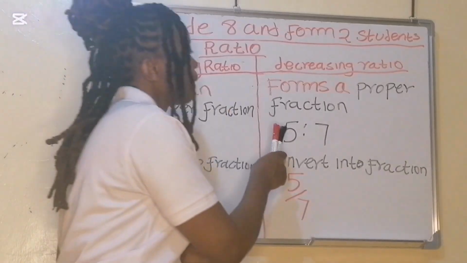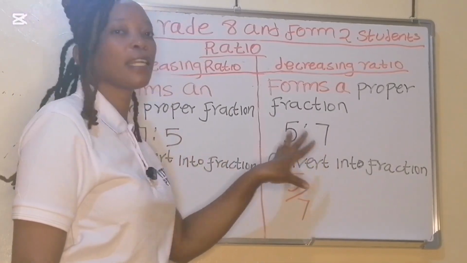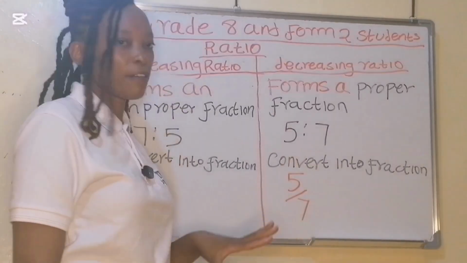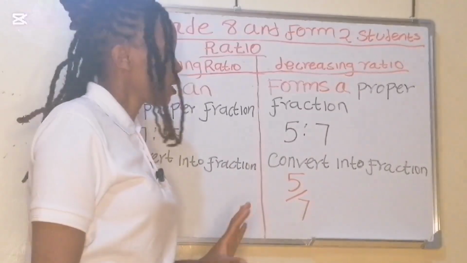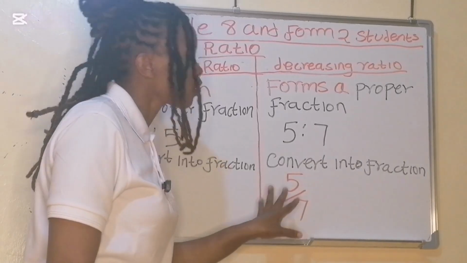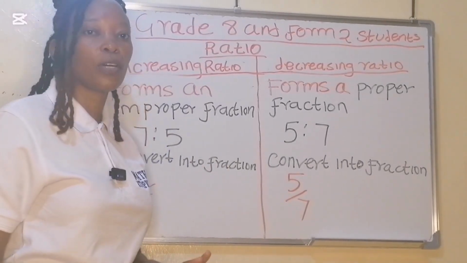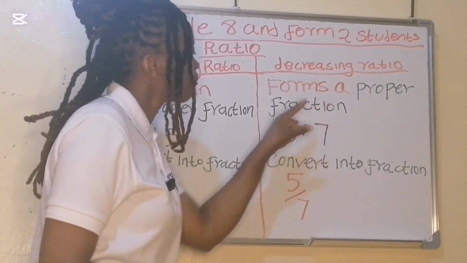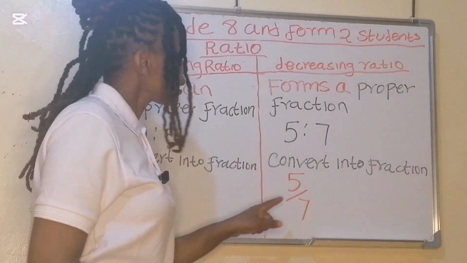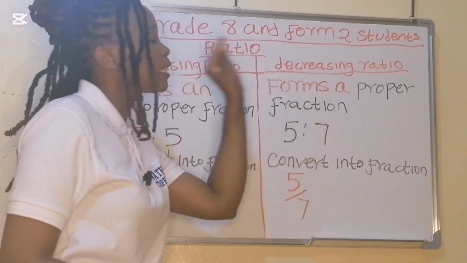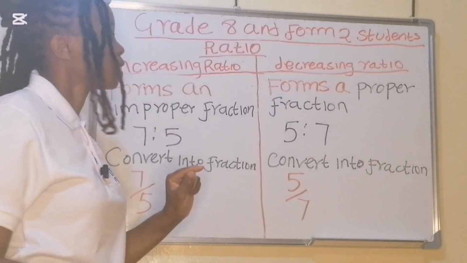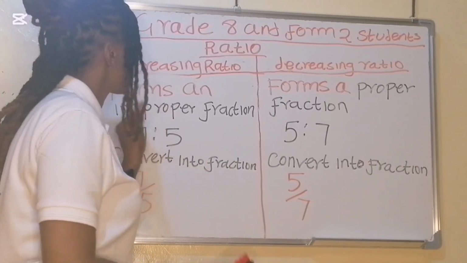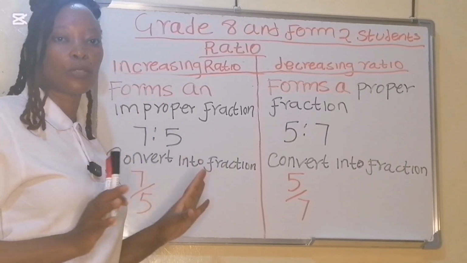Let's get here, okay? You have been given a ratio 5:7. You have converted this ratio into a fraction. Does it form an improper fraction or a proper fraction? It forms a proper fraction. That is why this is a decreasing ratio. Decreasing ratio forms a proper fraction, and increasing ratio forms an improper fraction.